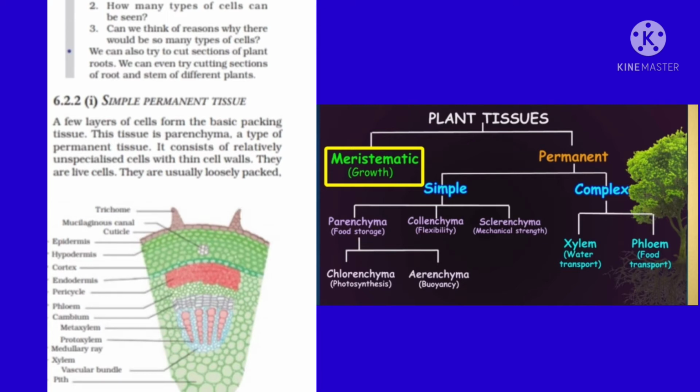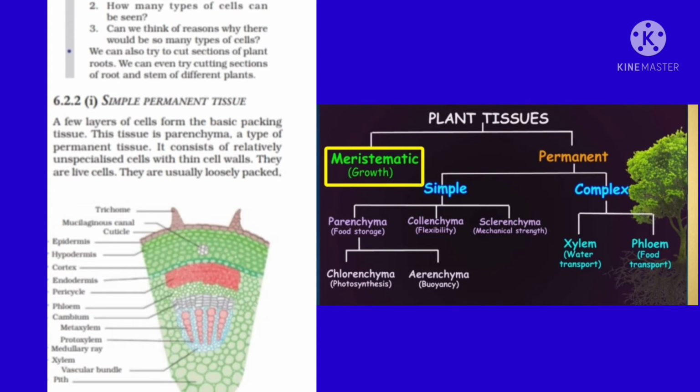Parenchyma, a simple permanent tissue, has thin cell walls and the cells are living. They are usually loosely packed, which means there are large spaces between the cells. That means we can say intercellular spaces are found in these tissues. Tell me, what is the function of parenchyma? This tissue provides support to the plant and also stores food.